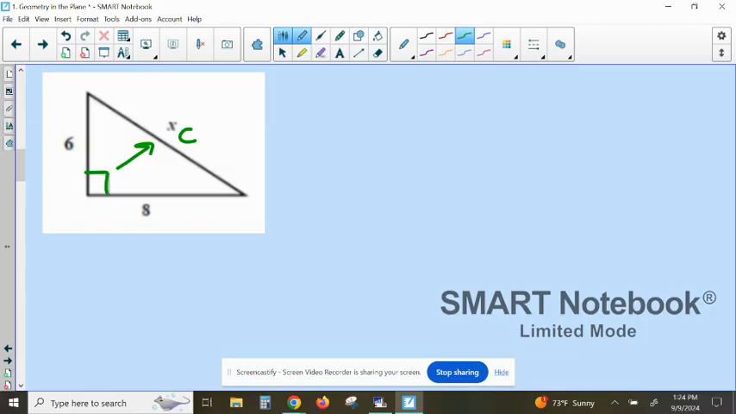A and B could be either one you want. Who do you want to be A? 6. Okay, let's call him A. And that means that 8 has to be our B. All the time in math, science, anything, you should always list your formula first. So your first step should be the formula you're using. So we are going to be using Pythagorean theorem because we have a right triangle. A squared plus b squared equals c squared.